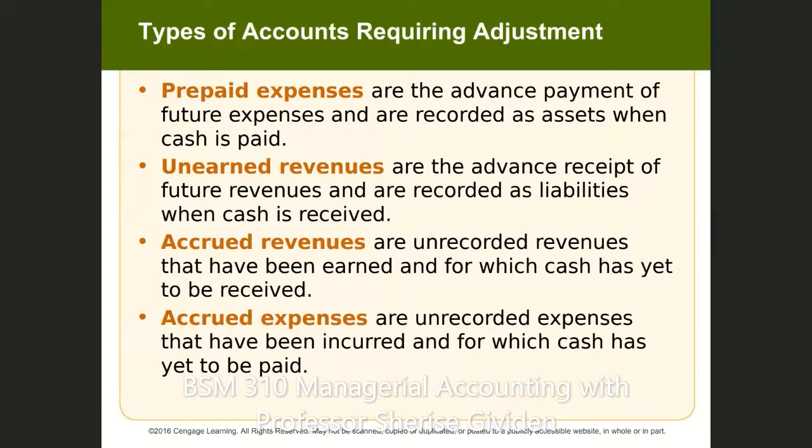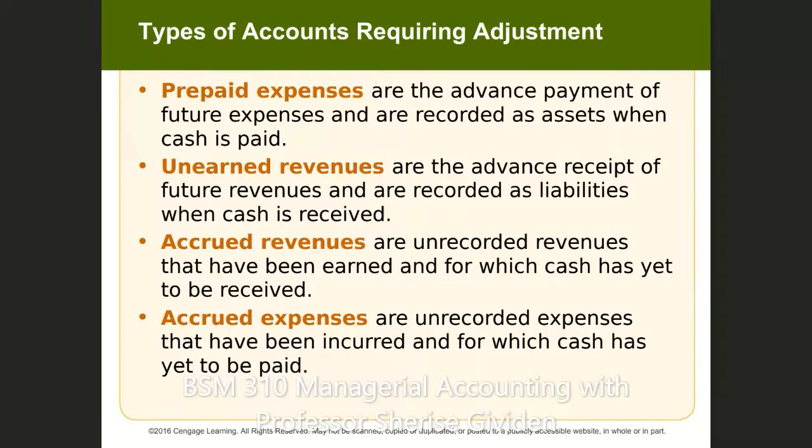Prepaid expenses, that's things that we have paid ahead of time. It's the advance payment of future expenses, and we record those as assets when cash is paid. So remember, prepaid is going to go over here. It's an asset. Unearned revenues are the advance receipt of future revenues. So we record it when cash is received, but we have not earned it yet, so it's unearned, it's a liability.